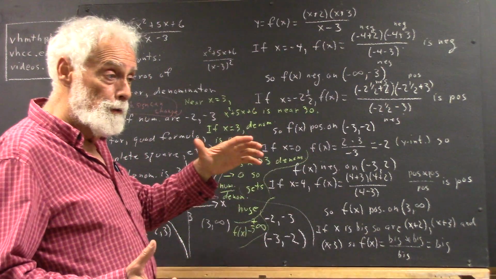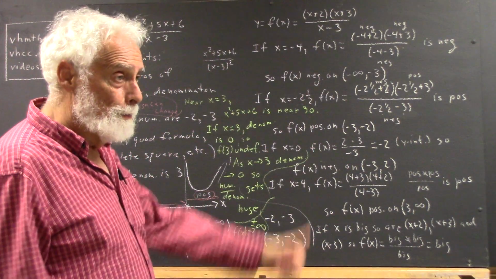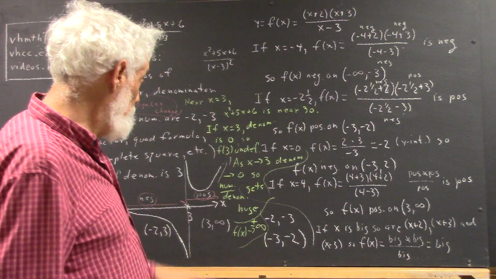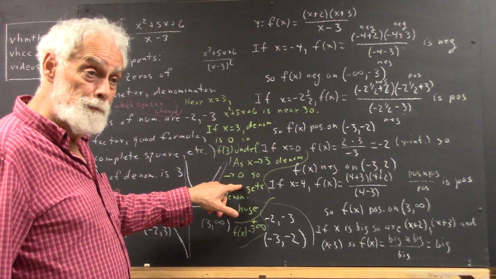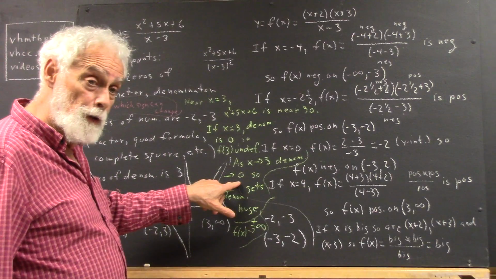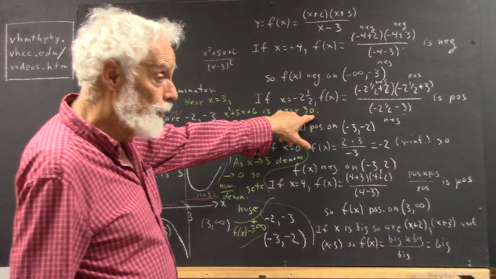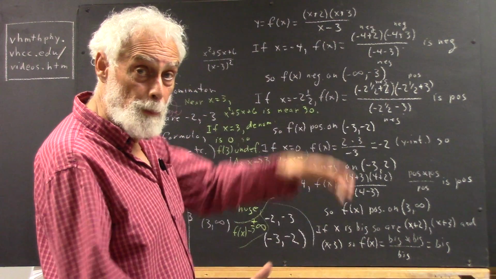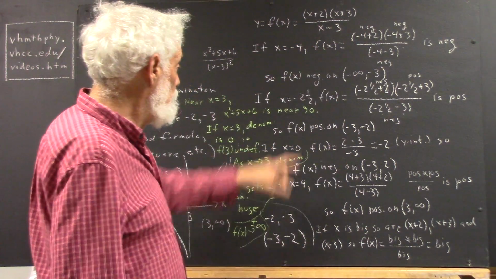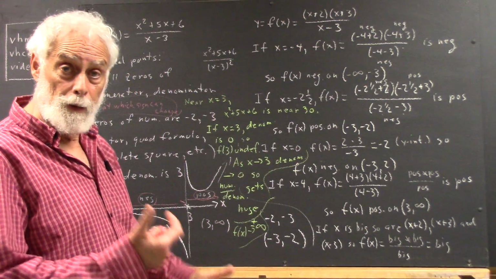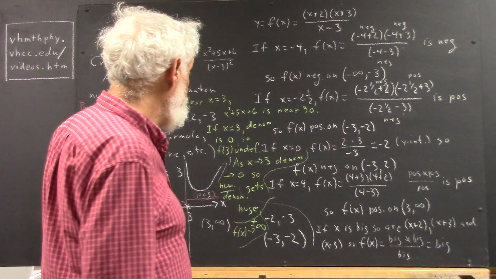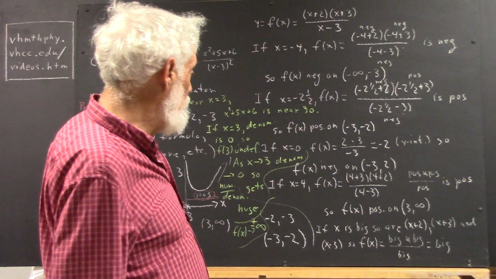Now, when I say bigger, it might be bigger positive, it might be bigger negative, depending on whether this tiny number that's near 0 is positive or negative, because of course if you divide 30 by a tiny positive number, you're going to get a big positive result. If you divide 30 by a big negative number, you're going to get a big negative result. Okay, well let's think about how this works now.